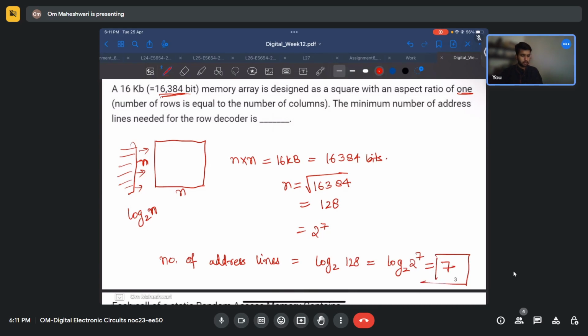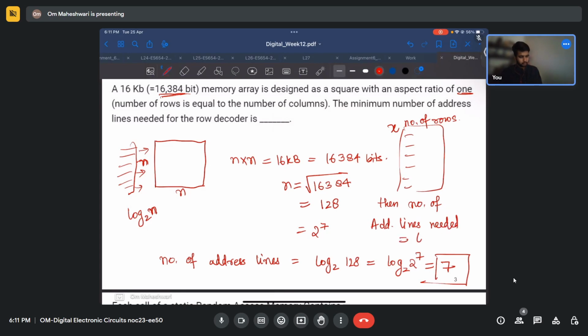Is that clear? So if you have, let's say, x number of rows, then the number of address lines needed equals log base 2 x. Let me know if there is any doubt.